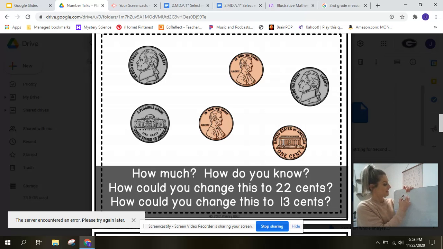I put my dollar sign. Then I put there are no dollars and my decimal point. What did we say? 5, 10, 15, 18 cents. Very good. This is what it would look like, okay?